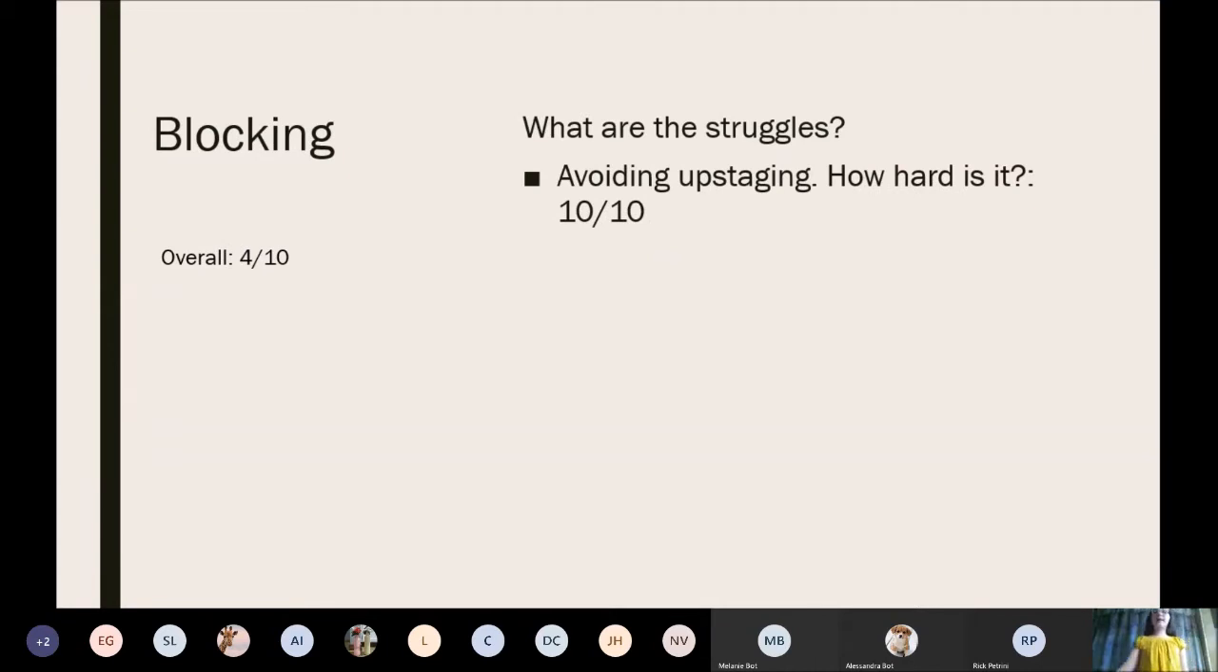Blocking. Blocking is like moving on stage, and the only struggle of blocking is avoiding upstaging. The hardness level on that is a 10 out of 10. Upstaging is when someone forces you to turn your back to the audience. In plays and musicals, you never want to turn your back to the audience, but that's what upstaging is. That's the only struggle, so it's a 4 out of 10.